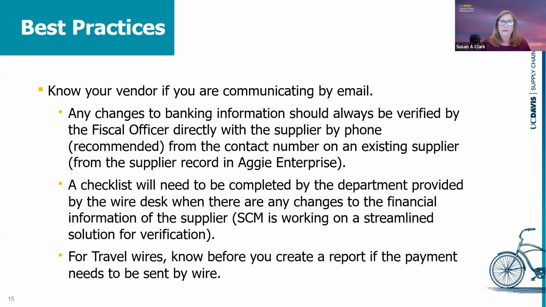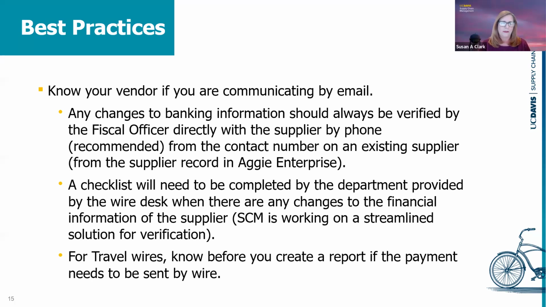Know your vendor. If you're communicating by email, and a lot of us do that, we are communicating by email every day. So it's very important to make sure we are communicating with the right individuals, verifying any banking information changes, and having a second person look at that. We recommend you use the contact number for existing suppliers from the supplier record. You can get that information by pulling them up in Aggie Enterprise.